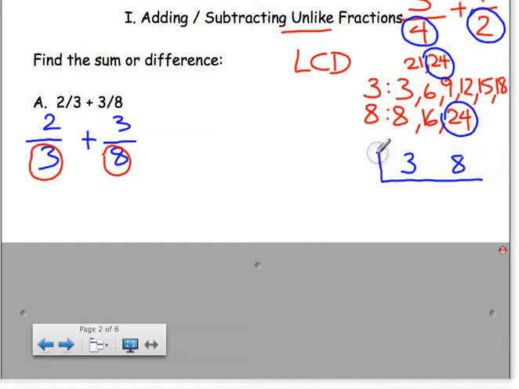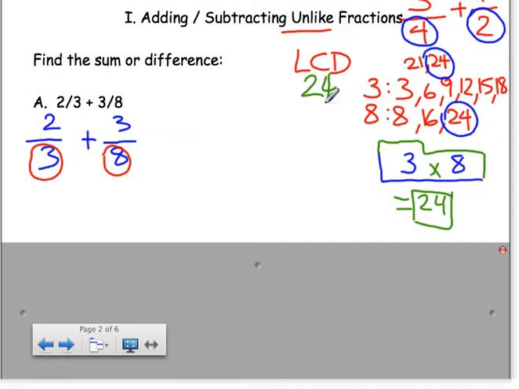If I try to divide 3 and 8, there's no number I can divide them both by. So since I can't divide them by anything, I already have my L right here. 3 times 8, which would get me 24. So either way, I know that my least common denominator is 24, and so I want to rewrite both of these fractions with a denominator of 24.